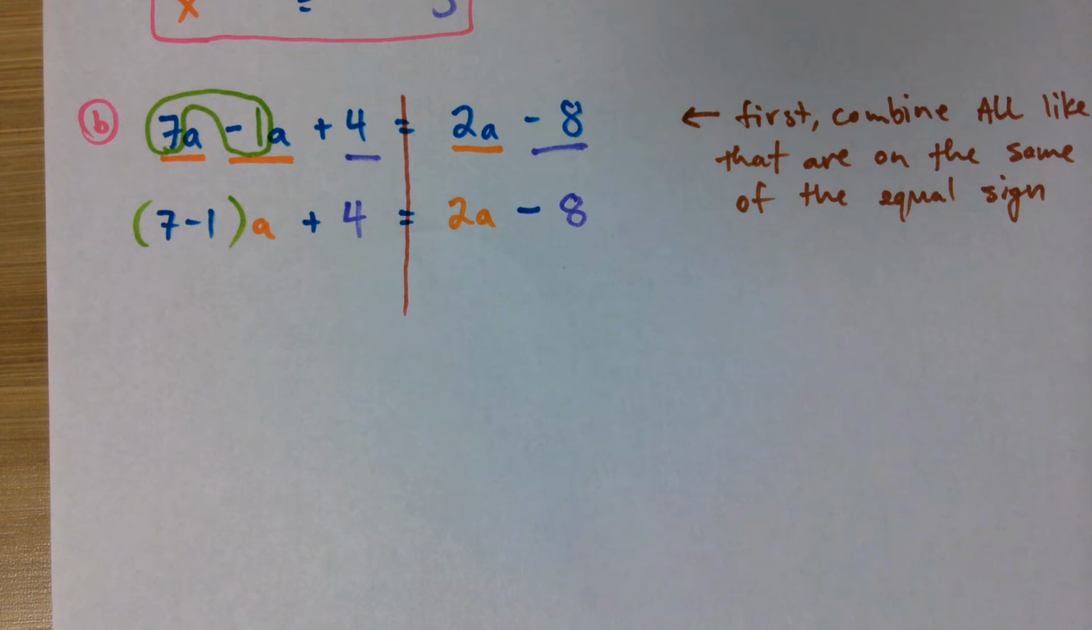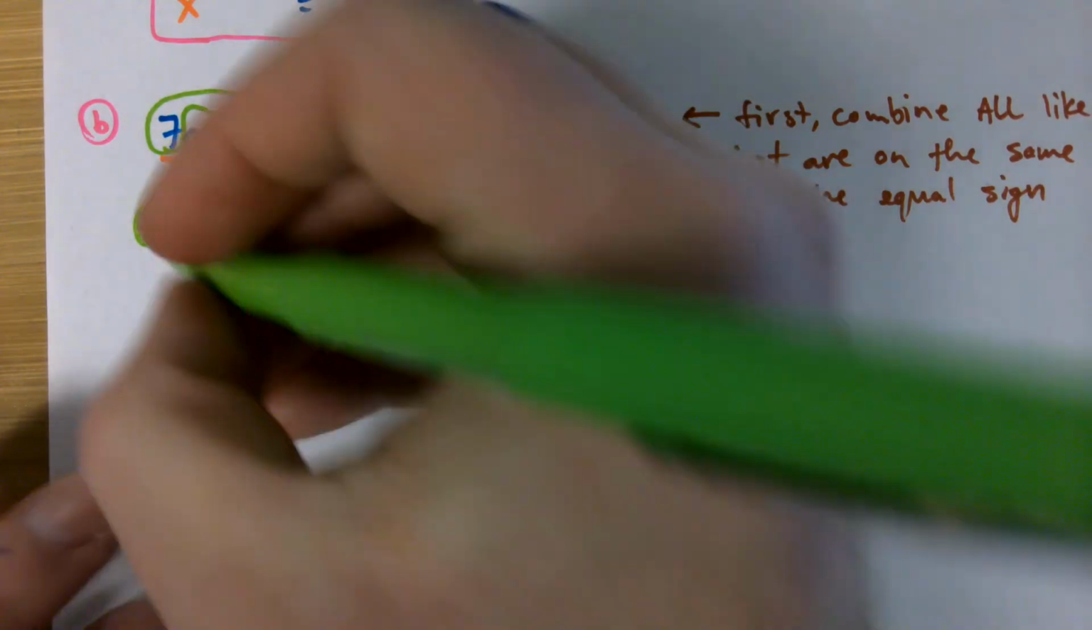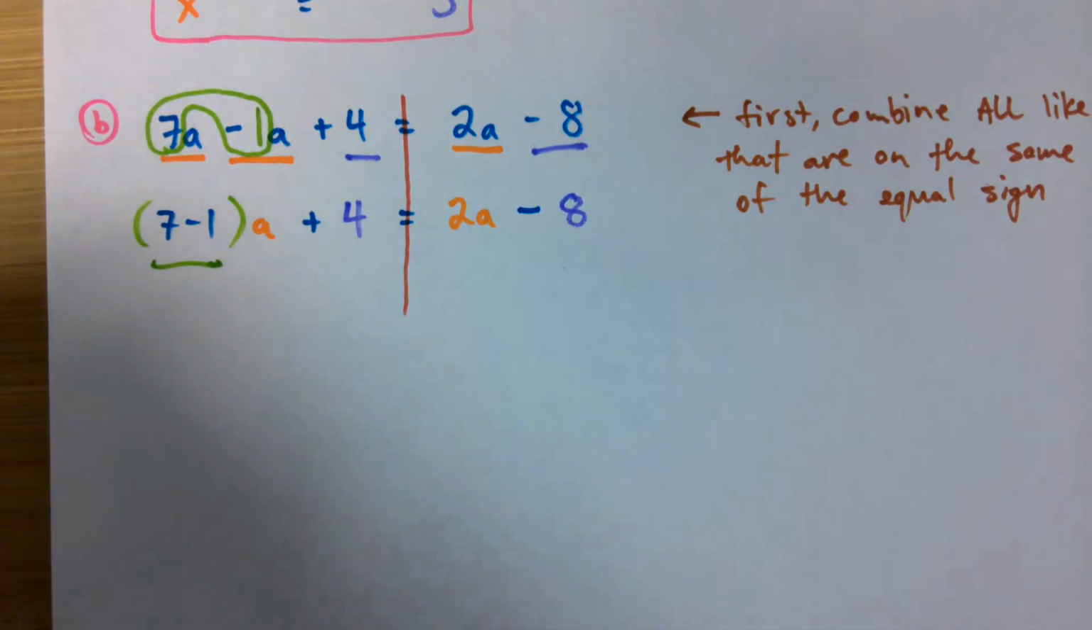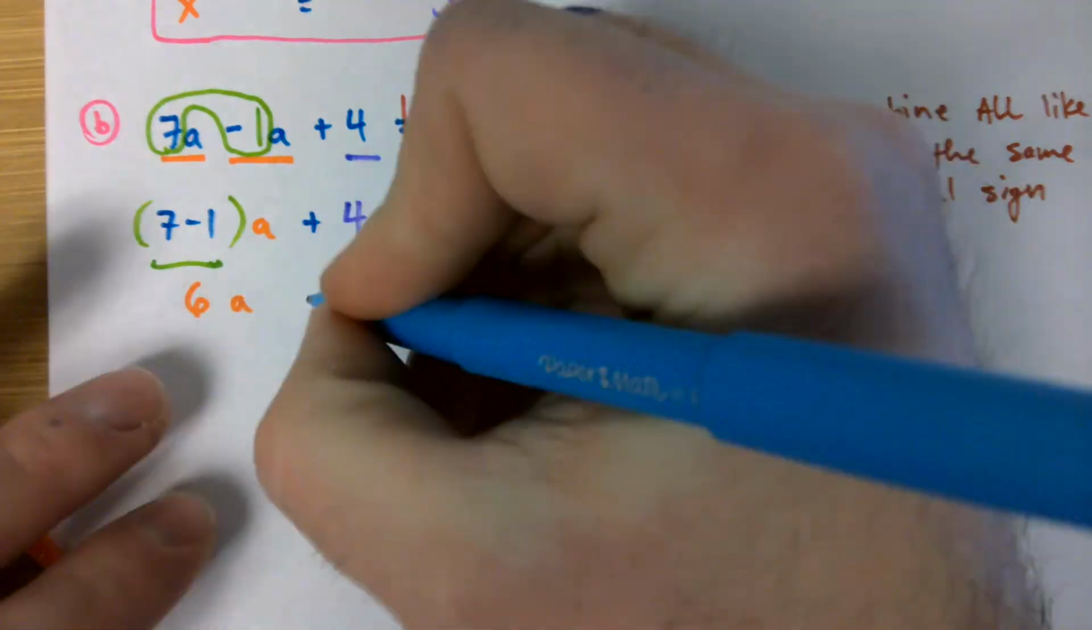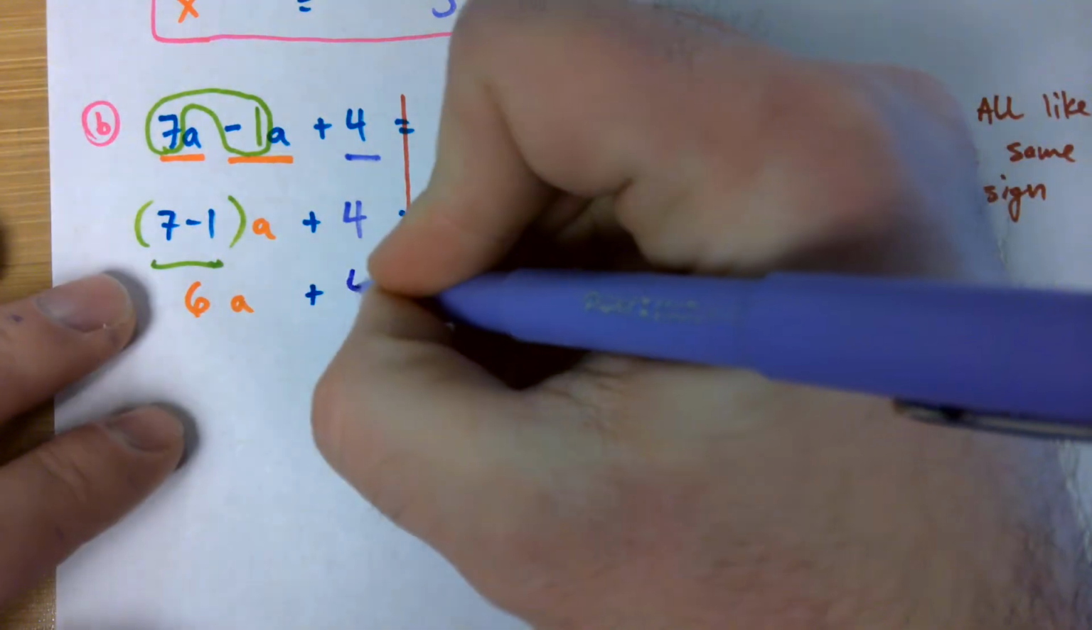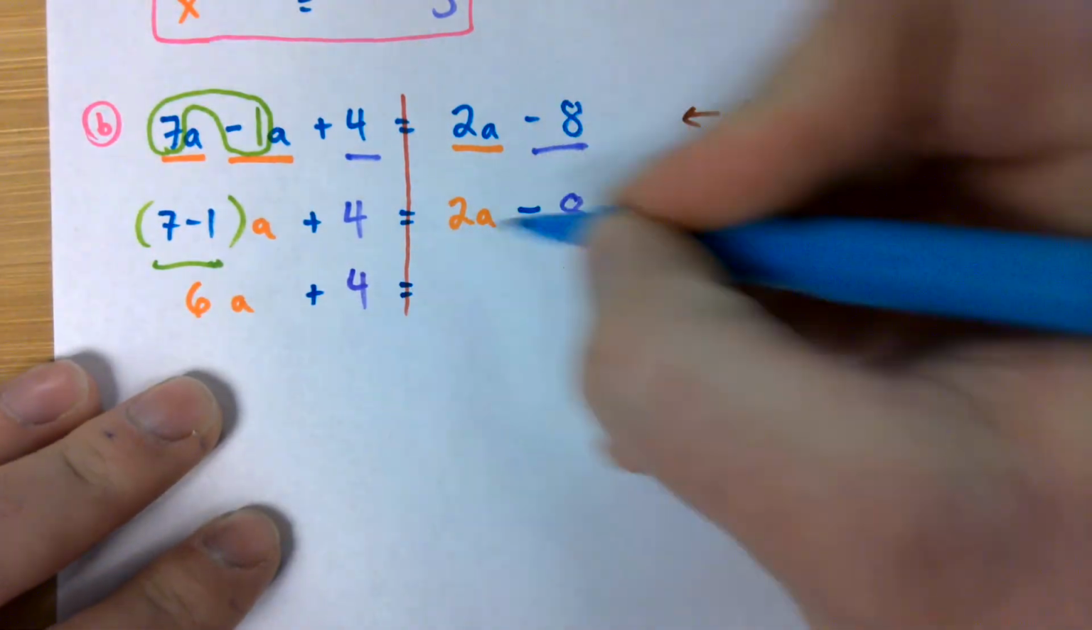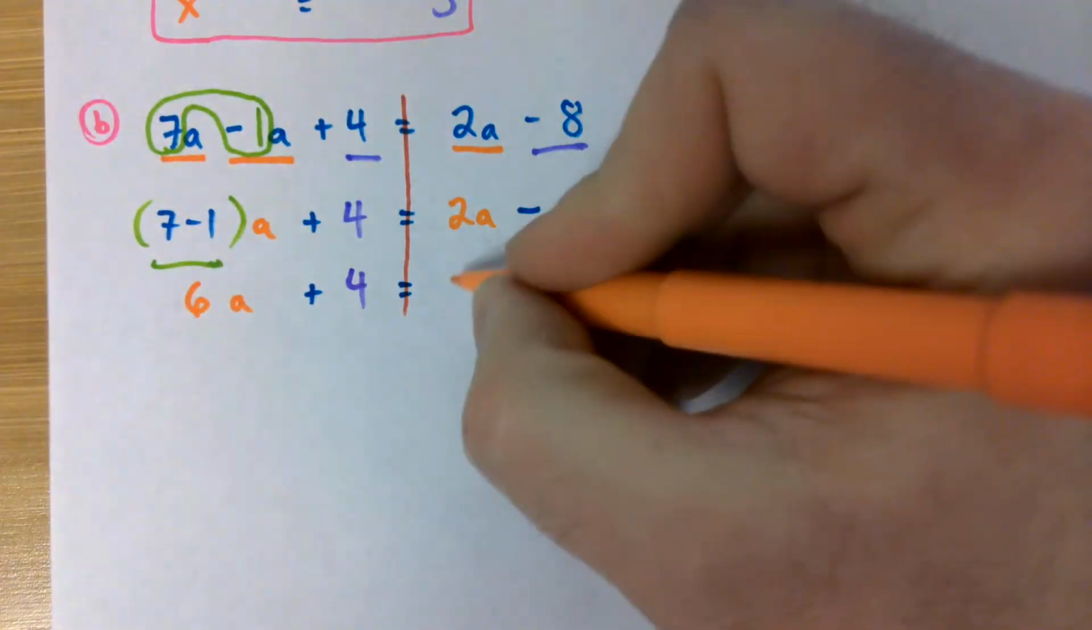So all we did in that first step was combine like terms. We took the 7 minus 1 away from our a's on the left. And we get a new coefficient for a. What is our new coefficient for a going to be here? 6, right? It's just 7 minus 1. That gives us 6a plus 4 equals 2a minus 8.